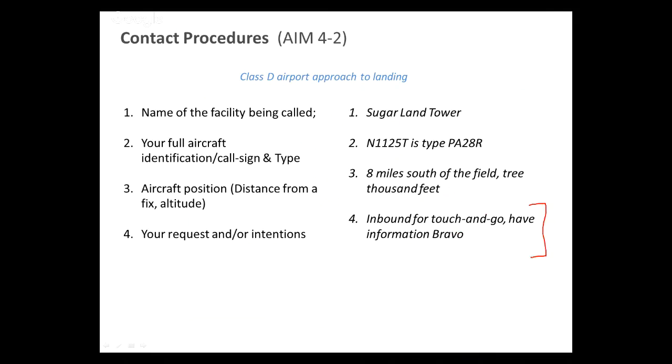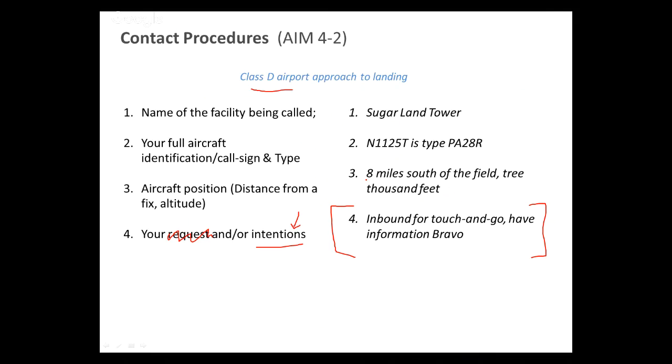But assuming you have it, just another quirk I kind of wanted to point out. Take note that this statement here is more of an intention, less of a request. It's, hey, here's what I'm doing. I'm inbound for touch and go. I didn't say, can I do a touch and go, or requesting to do a touch and go. So it's stuff that you'll get used to as you start your flying, but keep this in mind. Class D airport. What are the requirements to enter a Class D airspace?